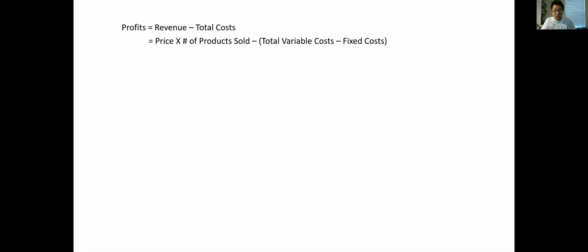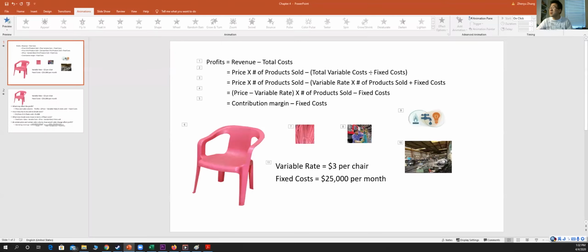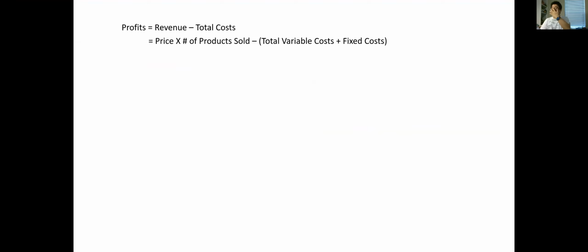And the total cost, as we just explained, based on whether the cost component varies with the cost driver, most of the time the number of products, we can categorize as total variable costs and fixed costs. Sorry, there was a typo there. So let's further decompose this.